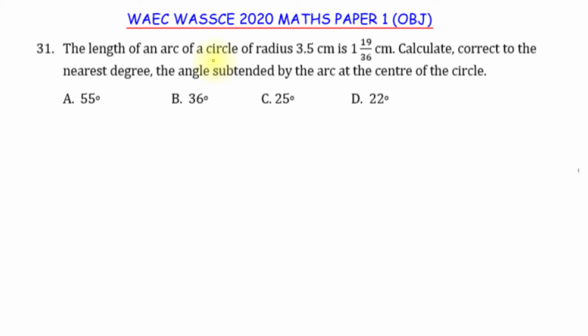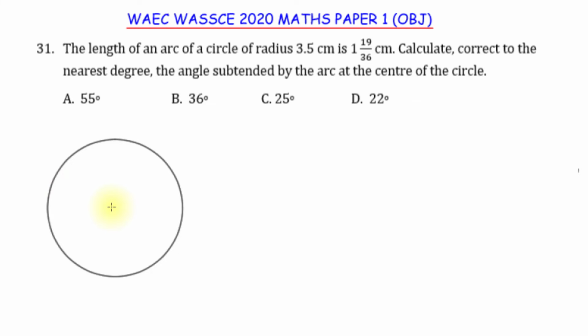The length of an arc of a circle of radius 3.5 centimeters is 1 whole number 19 over 36 centimeters. We are to calculate, correct to the nearest degree, the angle subtended by the arc at the center of the circle. If you just want to have a feel of what this looks like, that's the circle in question, and we're told that we have the radius of the circle.